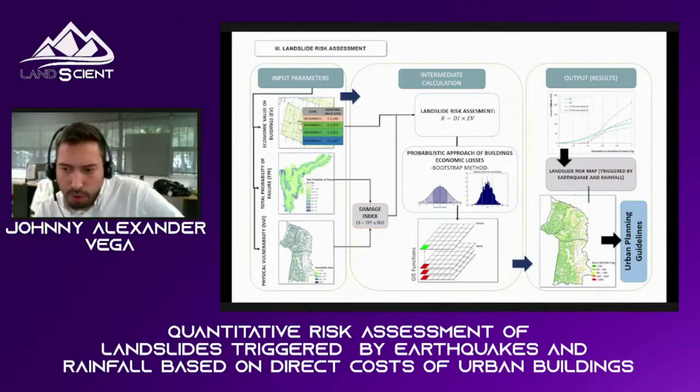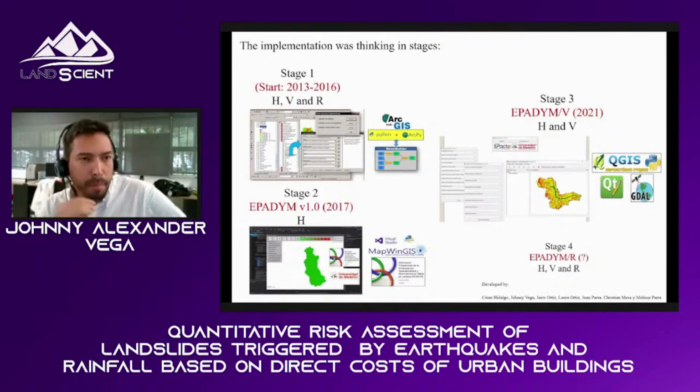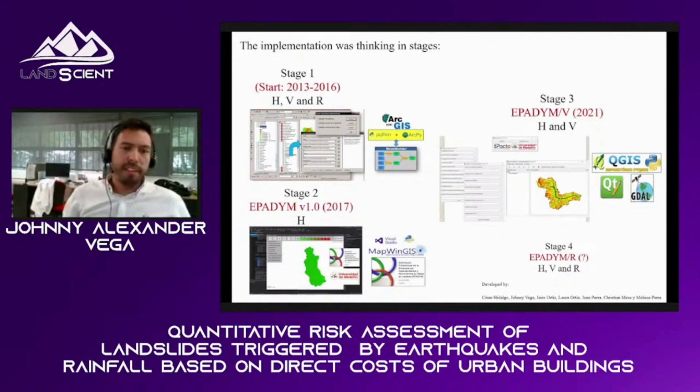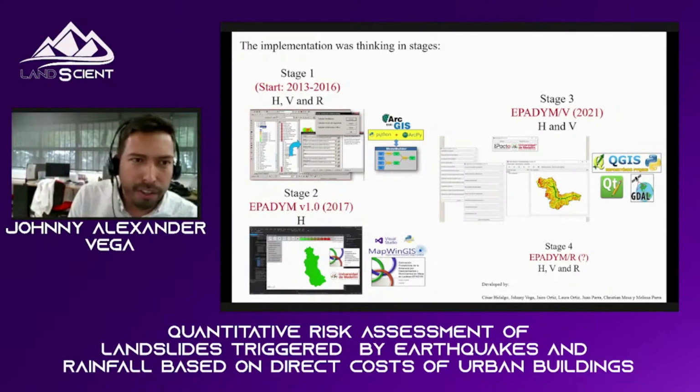What is the purpose of this risk map? Urban planning guidelines and urban planning strategies for reduction of the risks in the poorest buildings and poorest neighborhoods of the city. The implementation of the aforementioned workflows was thought of in different stages.